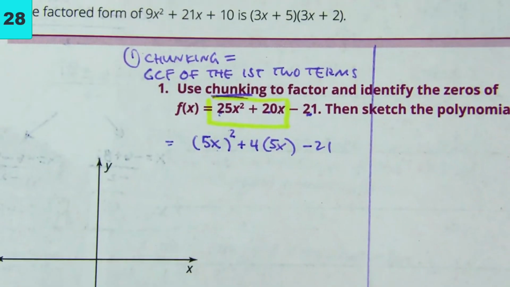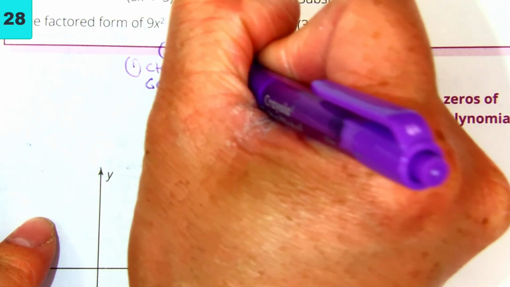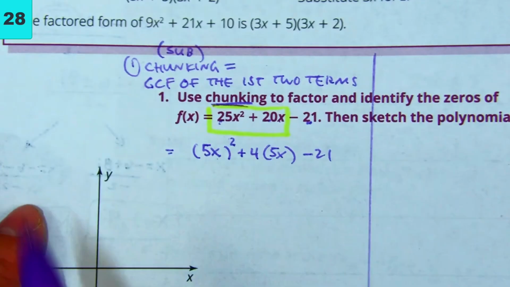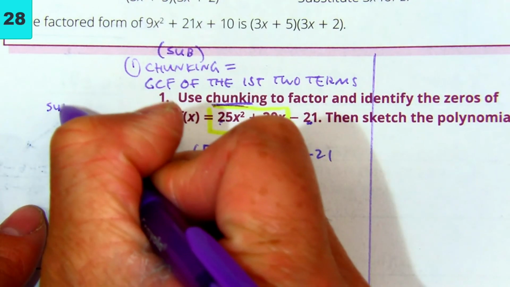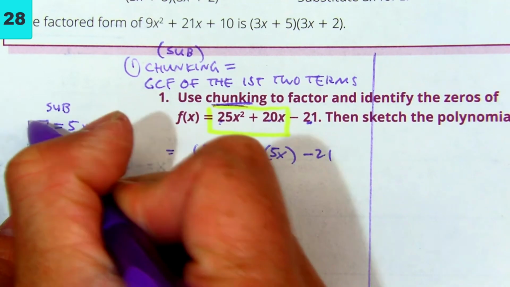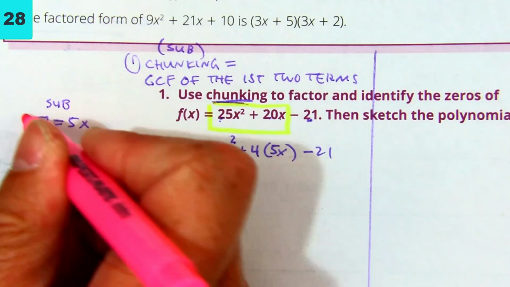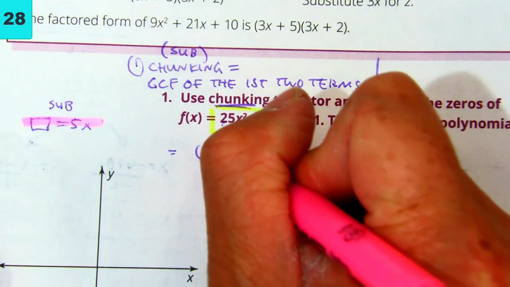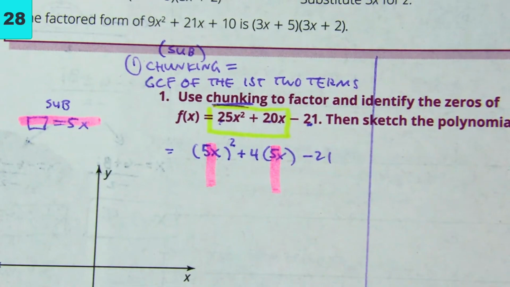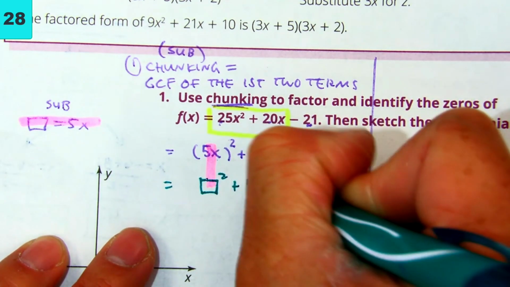And for those who go on to more math, you can write above chunking, this is actually a substitution. The math gets so complicated you just have to do side problems. So our substitution is going to be 5x is equal to your favorite shape. I'm going to choose a box. Every time I see 5x, I can write a box. Class, I see 5x. What can I write there? Box squared plus 4 box minus 21.